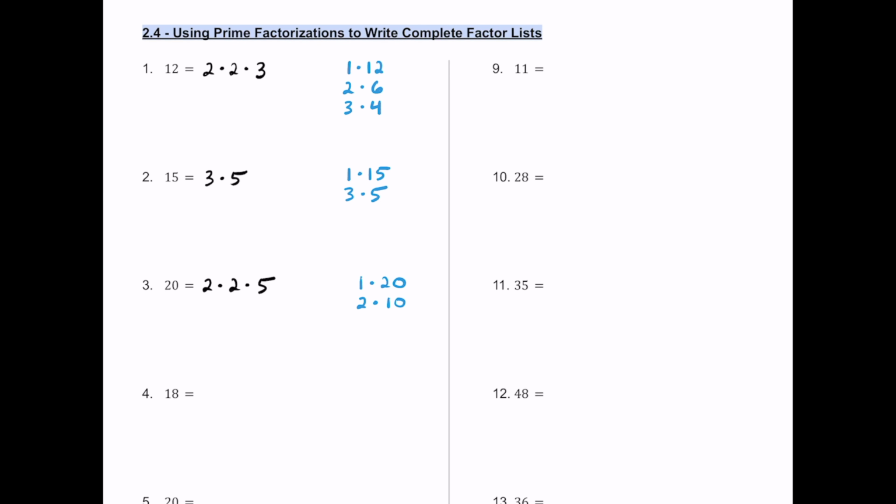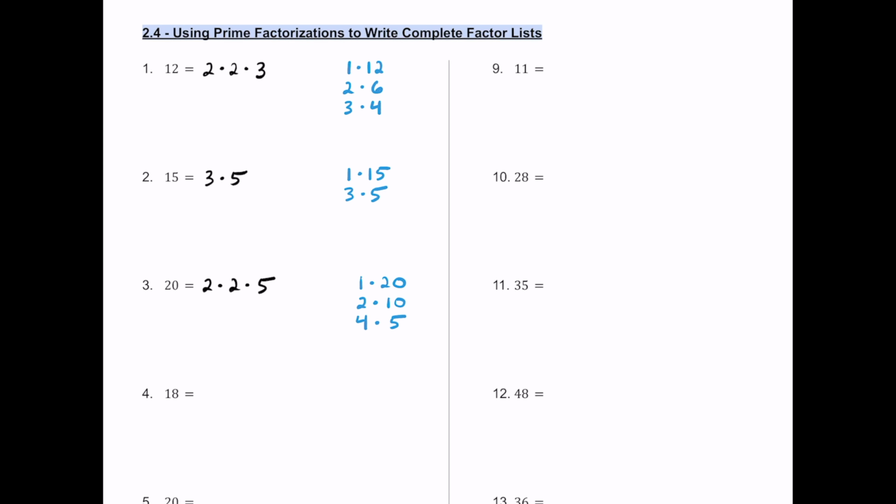There's no 3 on the list, so we can skip that one. There is no visible 4, but keep in mind that you can create 4 by multiplying these two 2's together. So that's 4. 4 times this 5 will also equal 20. So that's going to be our last 2 factors of 20 here.